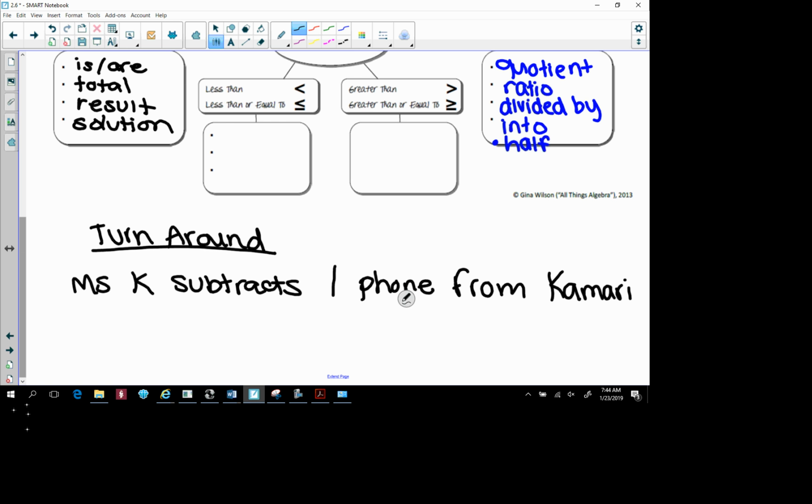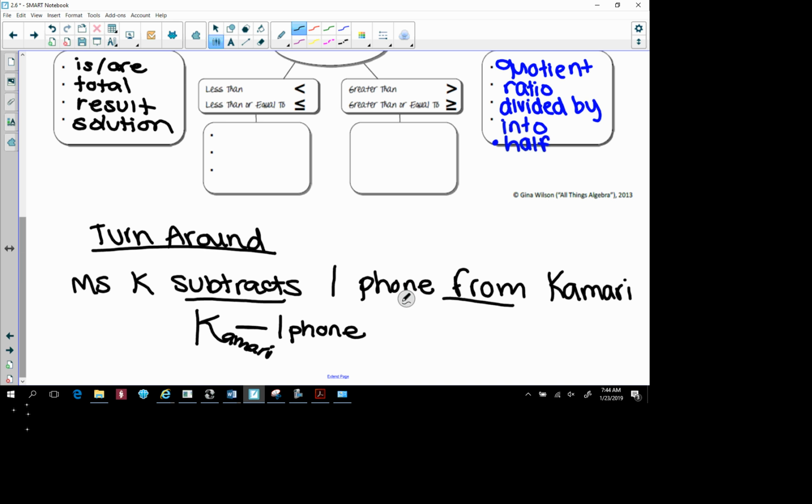Miss K subtracts one phone from Kamari. Who starts with the phone? Kamari starts with the phone, right? And I'm subtracting one phone from him, right? He starts with it. I subtract one phone, and now I have it. And so even though Miss K is first, this is Kamari. Even though they mentioned me first, if it says subtracts from or less than, you switch the order.